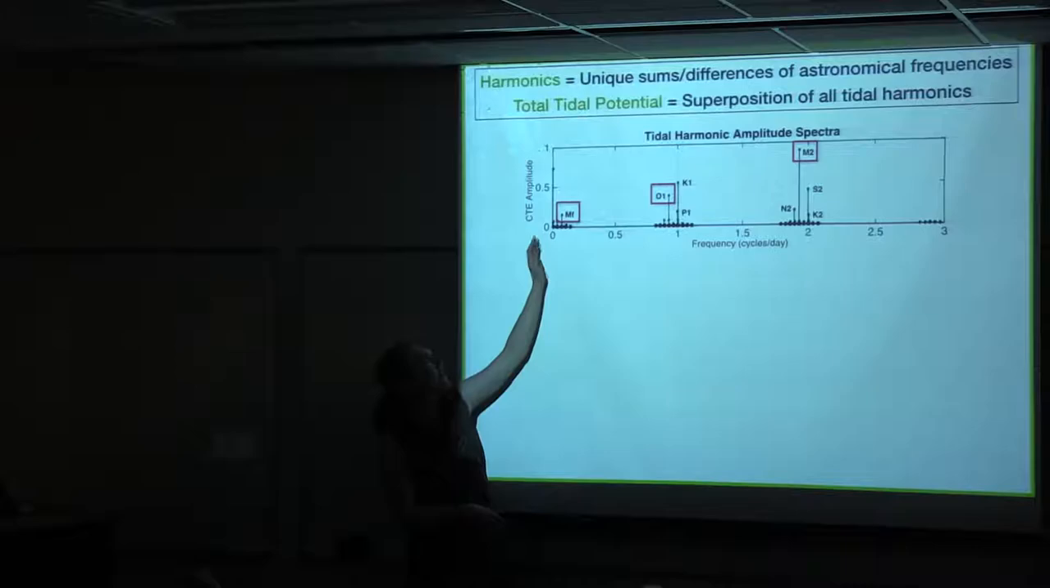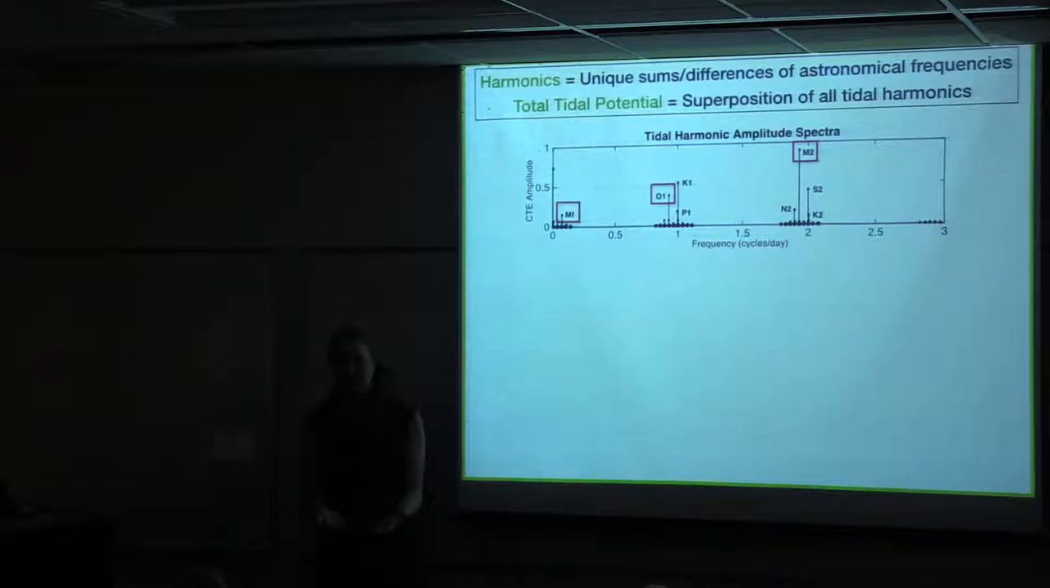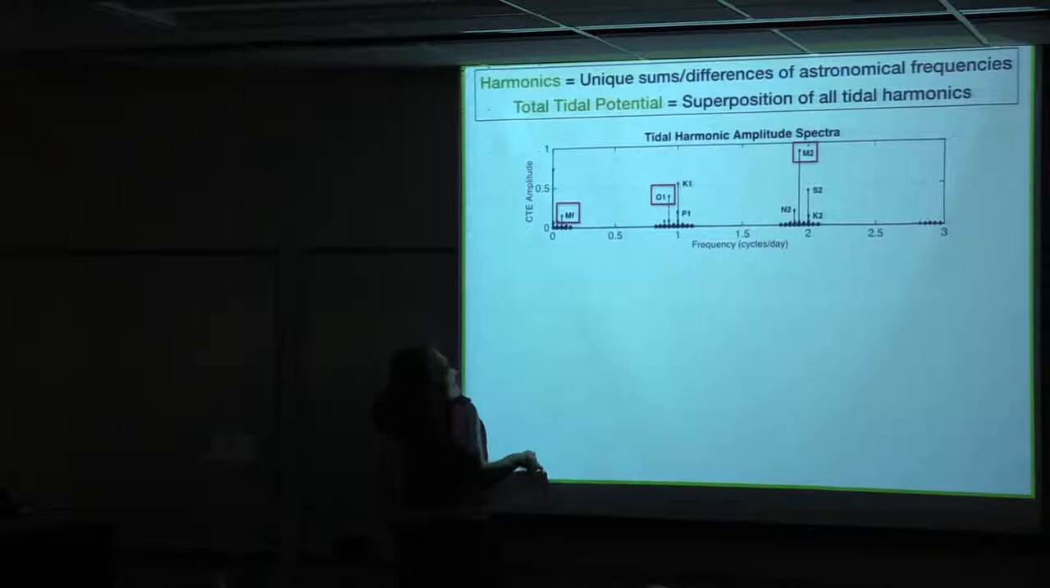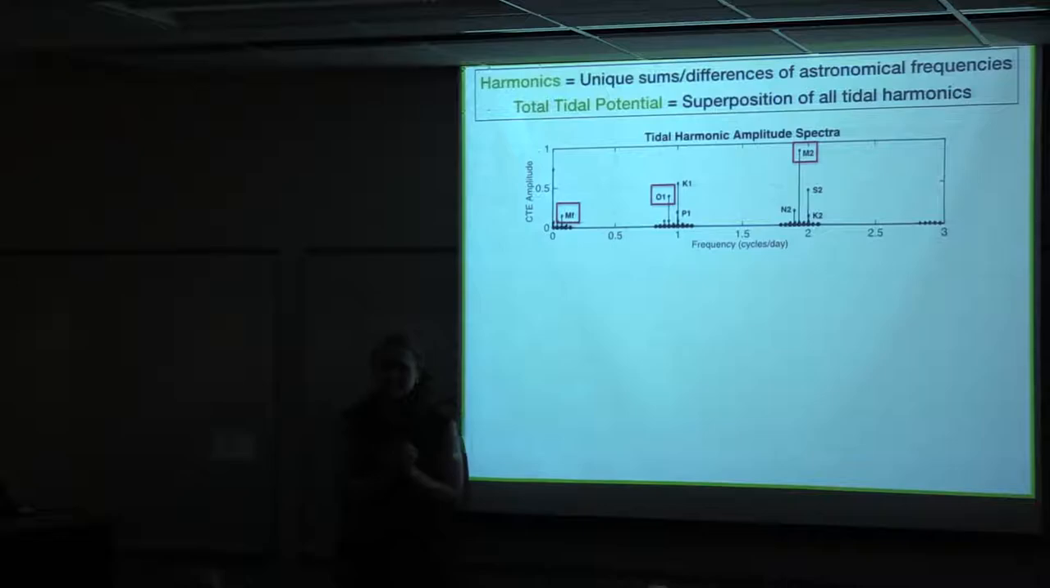So we're looking at normalized amplitude on the y-axis and then frequency on the x-axis. A few of them pop out as being much larger, making more significant contributions than other harmonics. And I've boxed a few of them in red because these three we'll look at later in the presentation. You might also notice that we have a few different clusters here. So these clusters are showing us the species of tides, different species of tides.